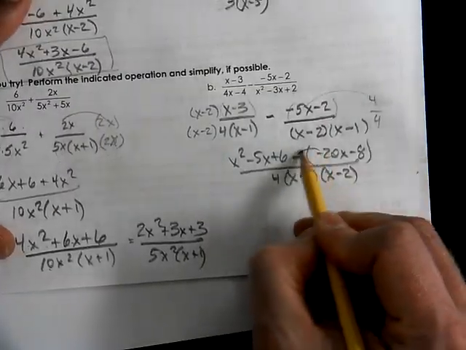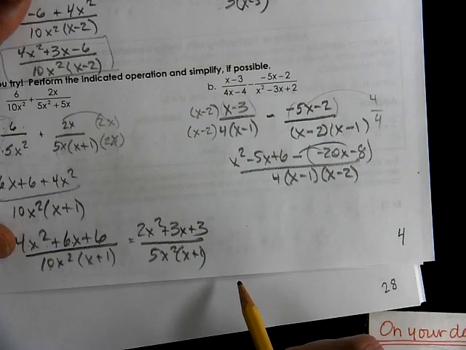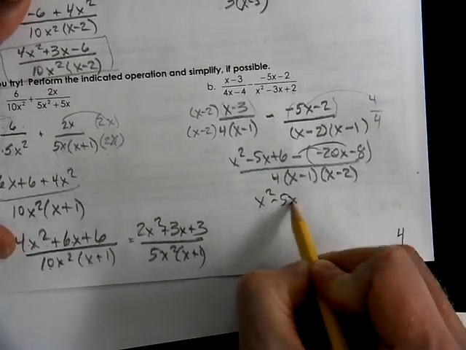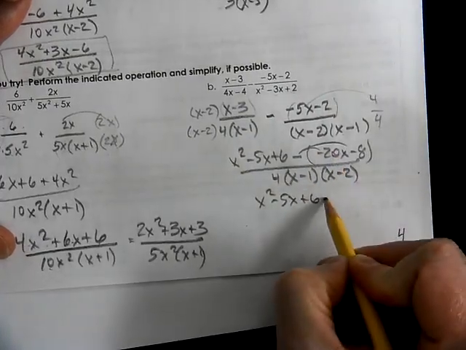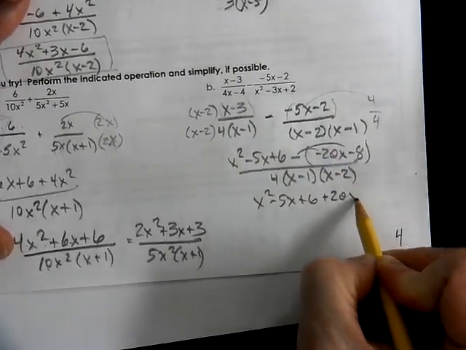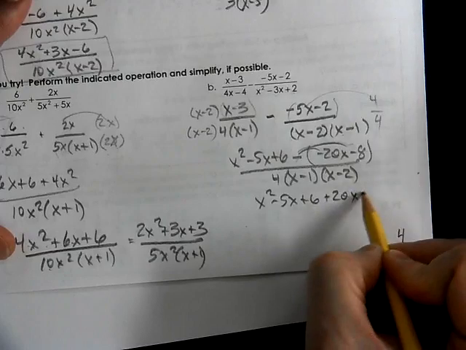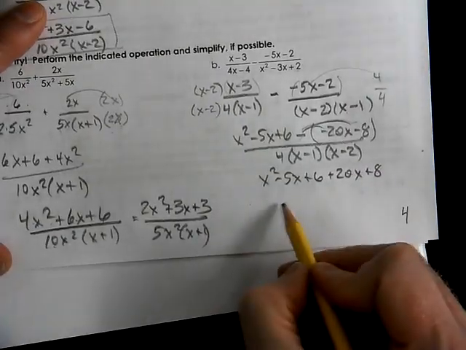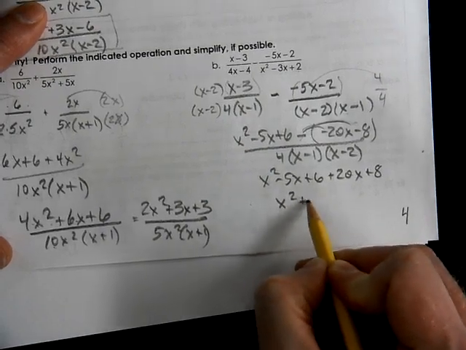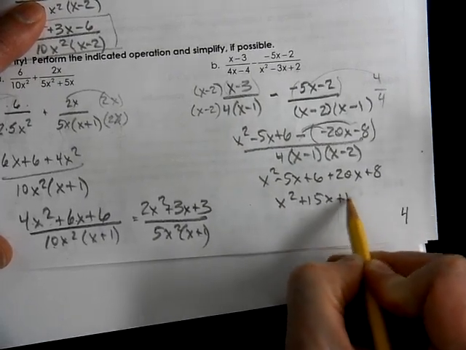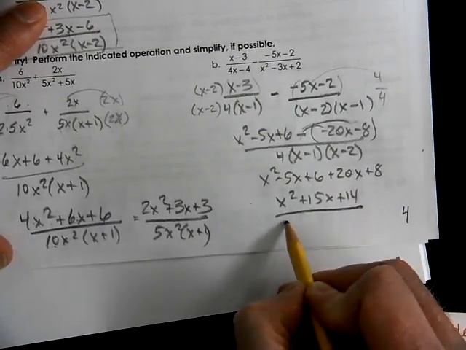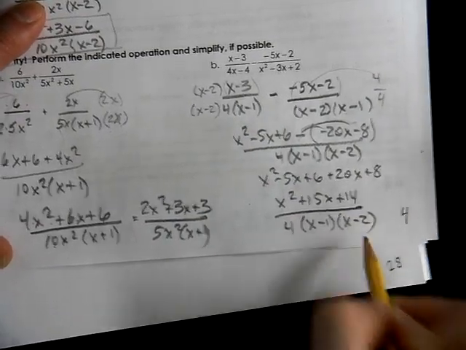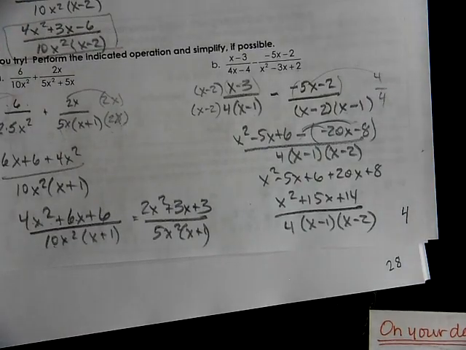Now I need to collect like terms. You're going to need to distribute your negative. This is where the mistake will come in. We're all going to call that a positive 20x, but you also need to call that a positive 8. So by collecting our like terms, we have x squared plus 15x plus 14 over 4, x minus 1, x minus 2. Whew.